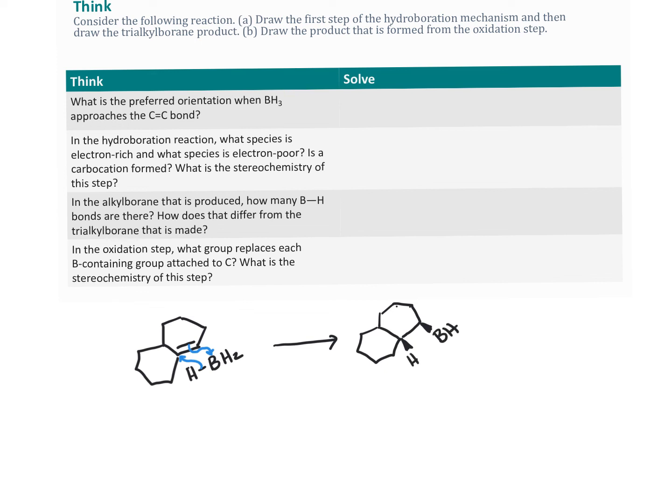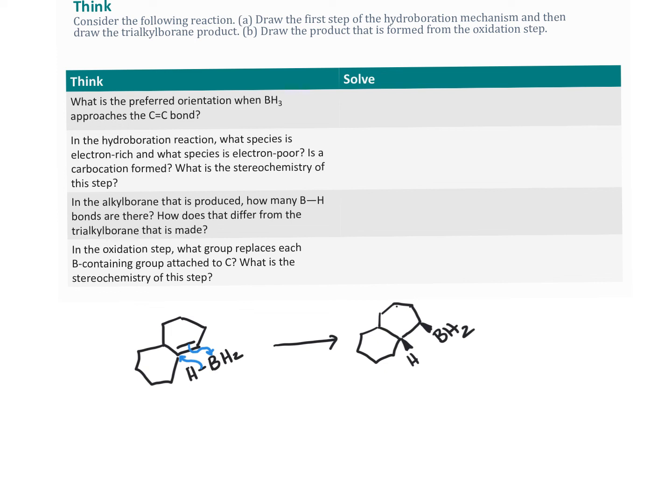If you're asking yourself, Dr. Pierce, I like using those dashes a lot more than I like using these wedges, well, use your dash, it forms the other one too. So it's going to form both of those. Then you need to ask yourself, in the alkyl borane that's produced, how many BH bonds are there? When we produce this alkyl borane, we have 2 BH bonds that remain. So to form the trialkyl borane, each BH has to be replaced by that R group, the BR.